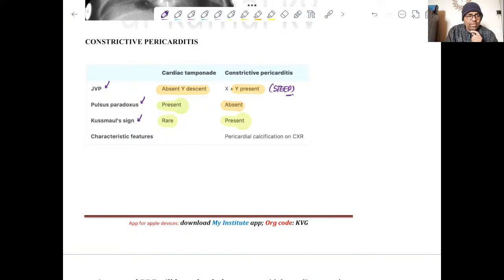So JVP in relation to... Ahmed Bhai, I'll look into that, right?